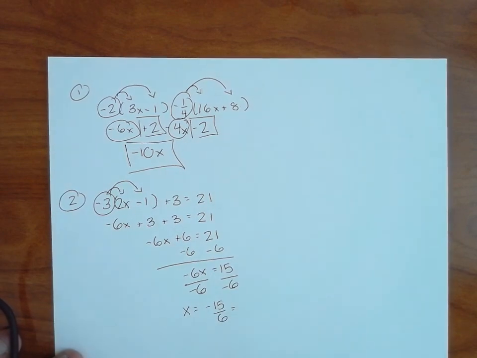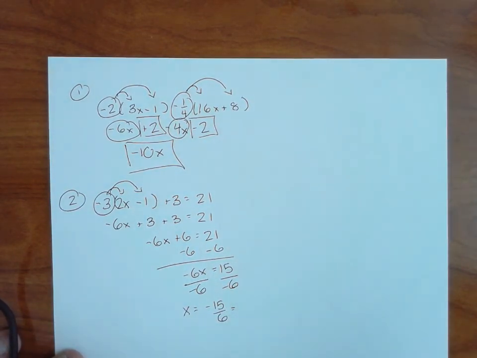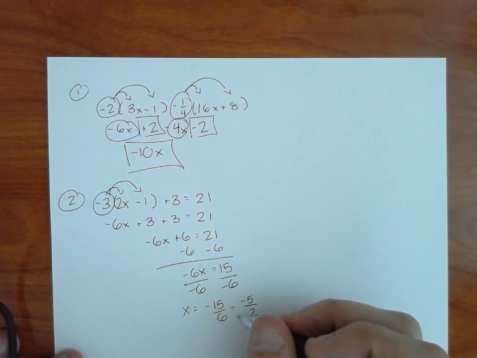Obviously, I want you guys to reduce as much as you can. 3 goes into both 15 and 6. So 3 goes into 15 5 times. 3 goes into 6 twice.